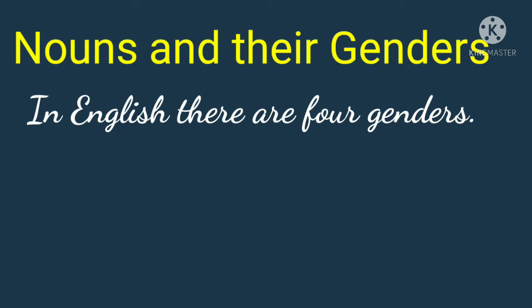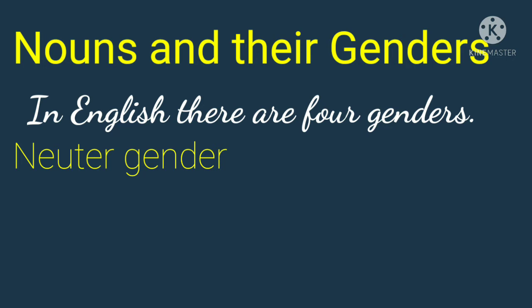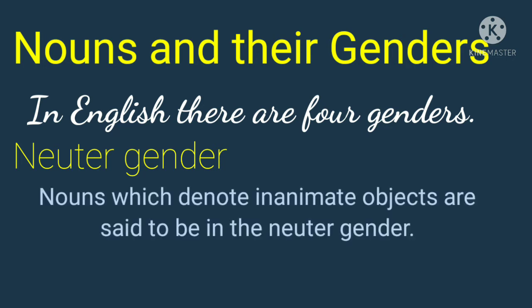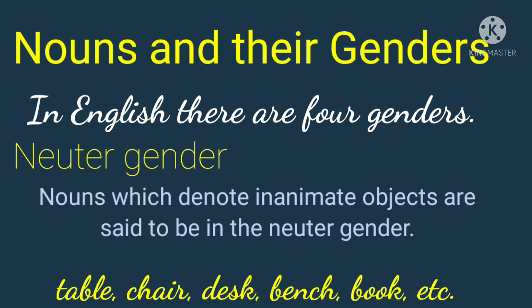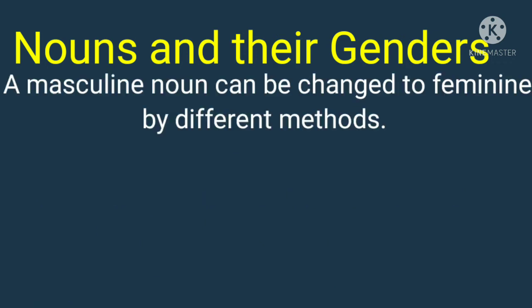Next one, neuter gender. Nouns which denote inanimate objects are said to be in the neuter gender. Words like table, chair, desk, bench, book, etc. are in neuter gender. A masculine noun can be changed to feminine by different methods.